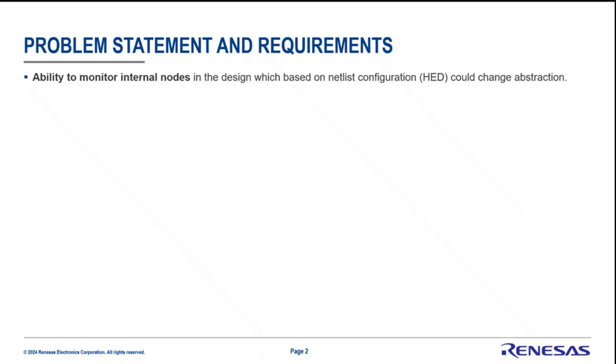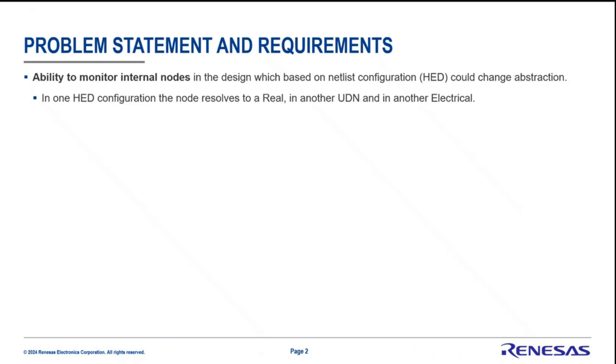And with things like a netlist configuration, it's very easy to change the abstraction. So it could be that in one configuration, a node resolves to real, in another a UDN, and another electrical. And really, you want the ability to place down a monitor that is looking at that node all the time, and irrespective of whether that's a real, UDN, or electrical, the monitor carries on working.